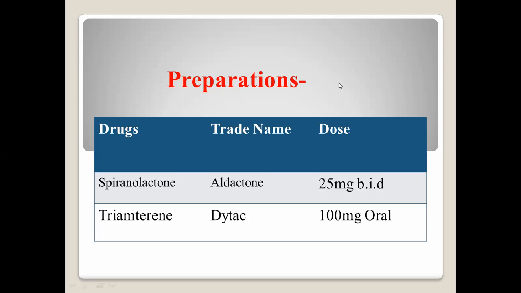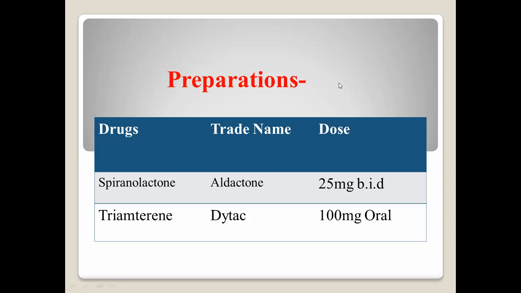Potassium sparing diuretics act on aldosterone, which is an adrenal mineralocorticoid. Corticoids are steroidal hormones or steroids. They are present in the cortex of the adrenal gland, which plays an important role in maintaining the electrolyte balance in the body. Potassium sparing diuretics chiefly antagonize the aldosterone effect in the tubular cells, which leads to loss of sodium and water.